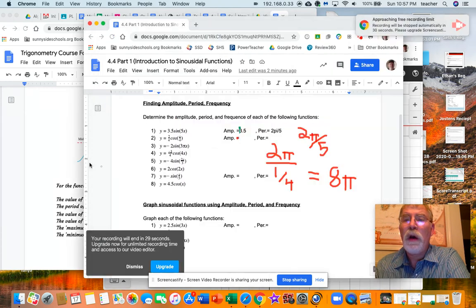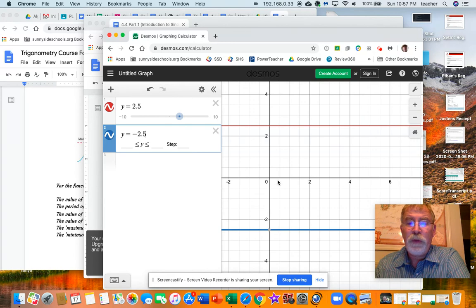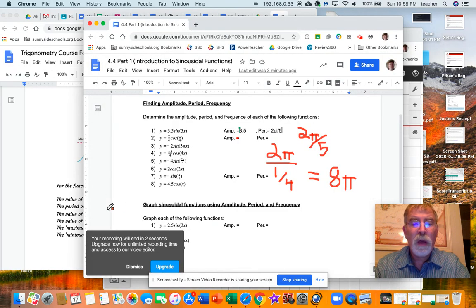Now, my period is 2 pi divided by 3, so 2 pi divided by 3 would be somewhere in here. So let me just show you what the whole thing looks like. y equals 2.5 times the sine of 3x.